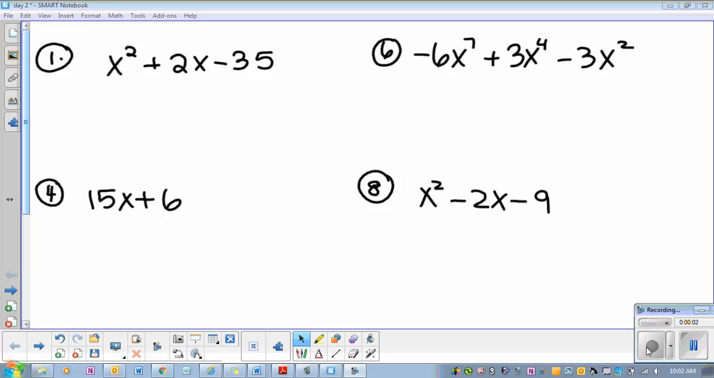Problems from the homework together, worksheet A. Number 1, 4, 6, and 8. So let's look at number 1 together.